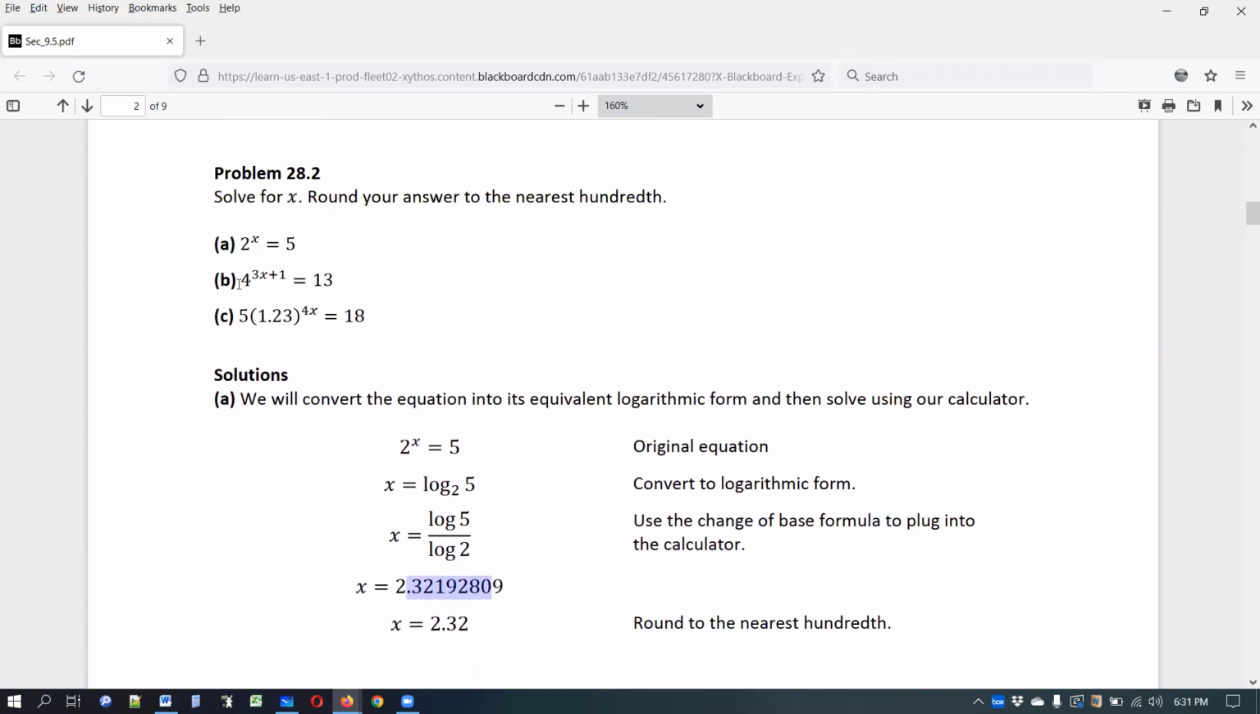Same thing for the B problem. Bases 4 and 13 are different. 13 cannot be made into something with a 4. I will take a log of both sides. Since the variable is here, I will take log base 4 of both sides.